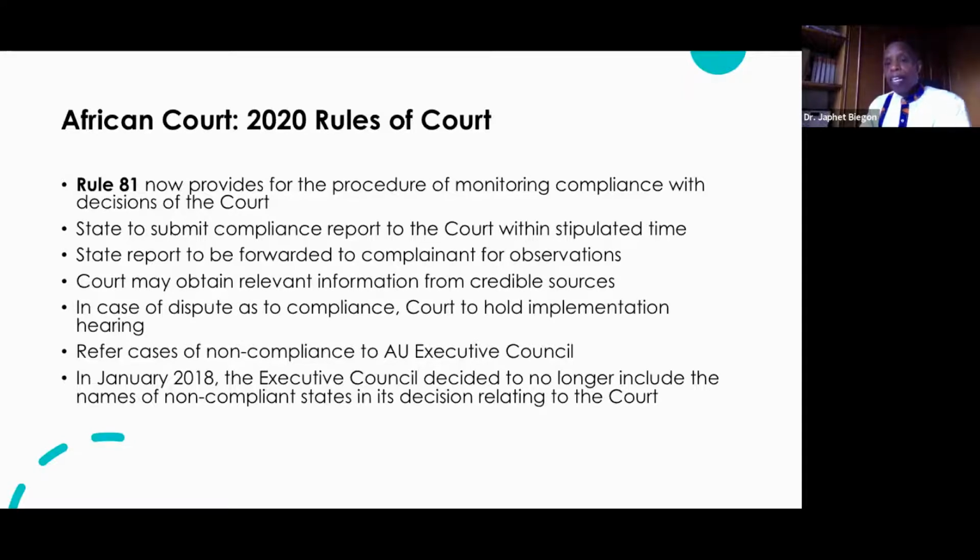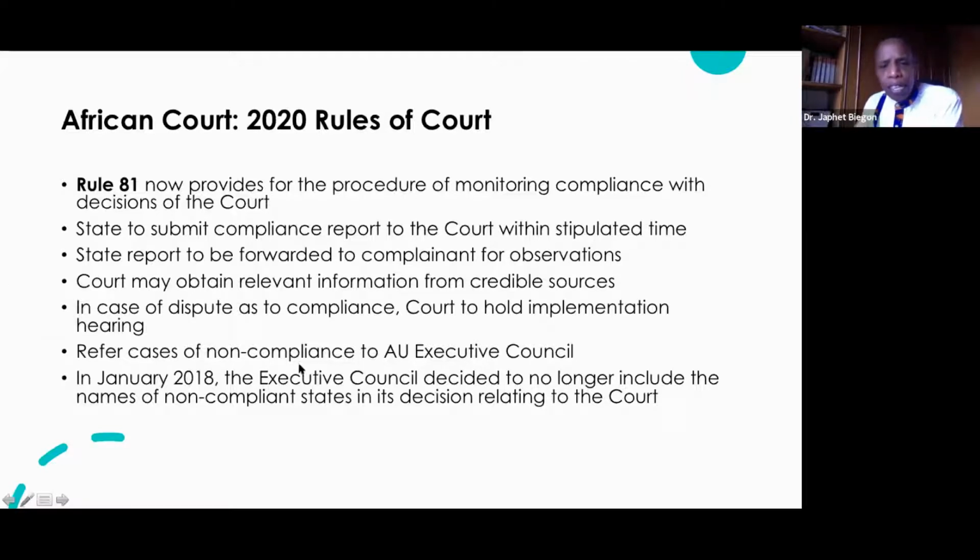And then if there is a dispute as to the extent to which compliance or implementation has taken place, the court, like the Inter-American Court now, can hold implementation hearings, the outcome of which would form the basis of the information that goes to the Executive Council. And then Rule 81 also says that non-compliance in accordance with the treaty will be submitted to the Executive Council.